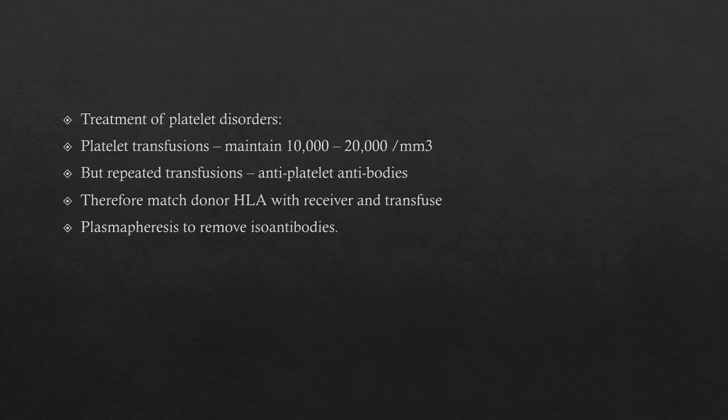For treatment of these platelet disorders, you can transfuse platelets, maintaining about 10 to 20,000 cells per cubic millimeter. But repeated transfusion can cause antiplatelet antibodies to appear, so that has to be kept in mind. And if a donor is giving platelets, you have to match the HLA subtype between the donor and the recipient. Plasmapheresis can be done to remove the isoantibodies.